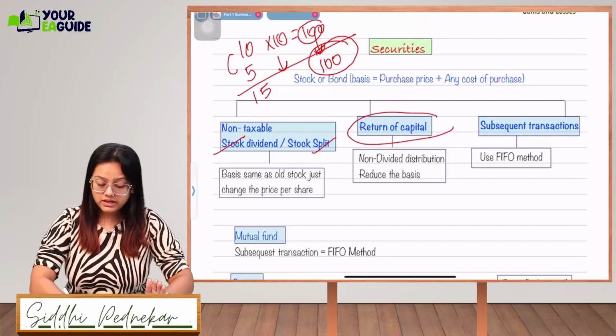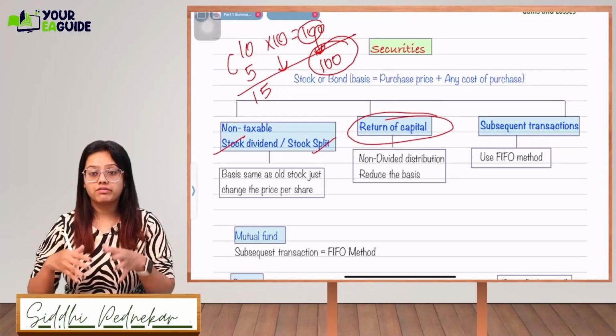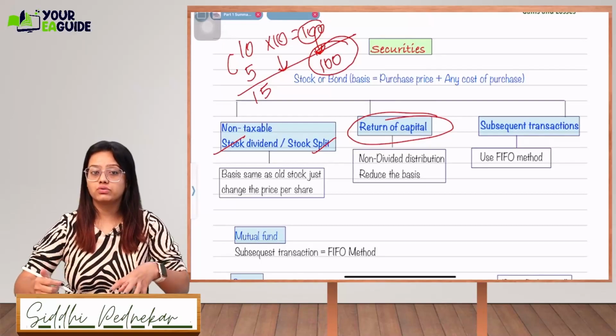Okay, next is return of capital. When you receive a non-dividend distribution, you are just going to reduce the basis.